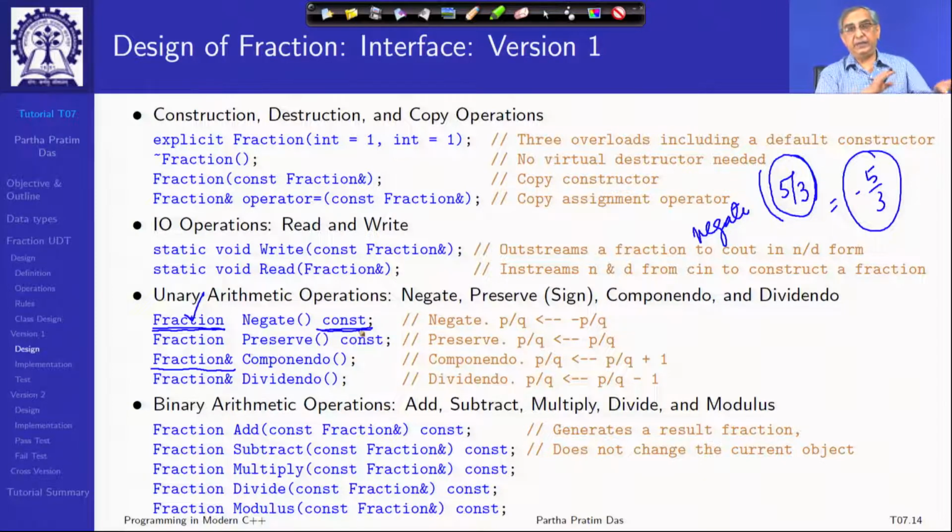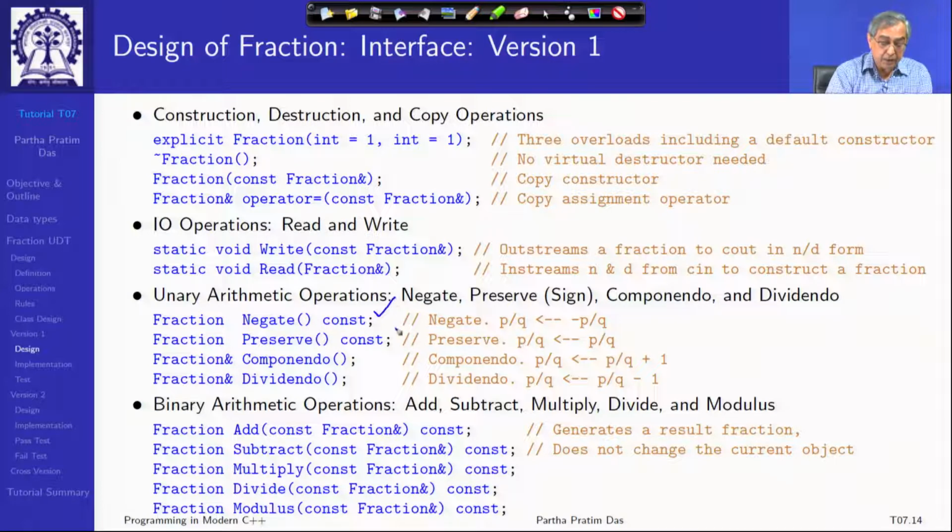So, you will typically see that, not necessarily always, but typically when you have a return by value from such member functions, that member function should preferably be constant. Whereas, if I do componendo, I am adding 1 to the fraction itself. So, I want that fraction itself to change. Therefore, neither can it be const nor can it return a different fraction, it has to return itself. So, it has to return by reference, right.